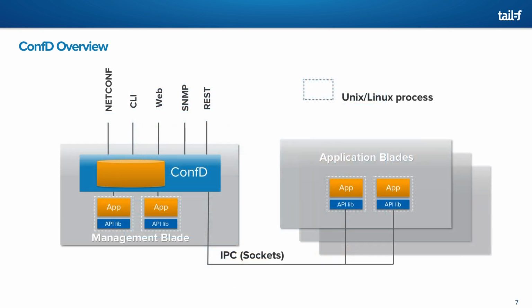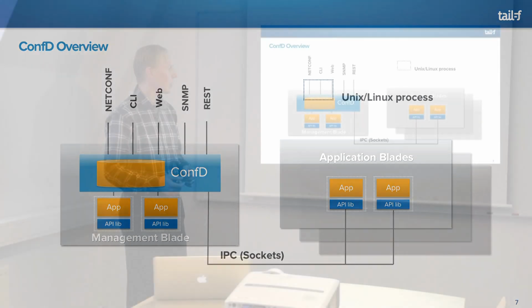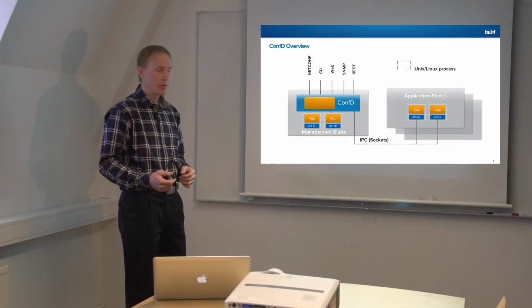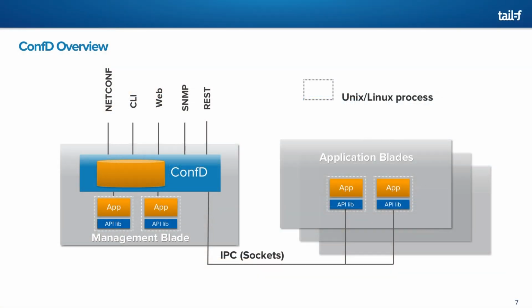Here is a deployment diagram of a typical deployment of ConfD. ConfD can be deployed in many different ways, but it's very common to have a central ConfD running on one blade, for example, and then some applications running locally, and some other applications running remotely. The applications link with our access library, and the access library is then communicating with ConfD over sockets. And from ConfD's perspective, we don't know or care whether those applications are running locally or remotely.